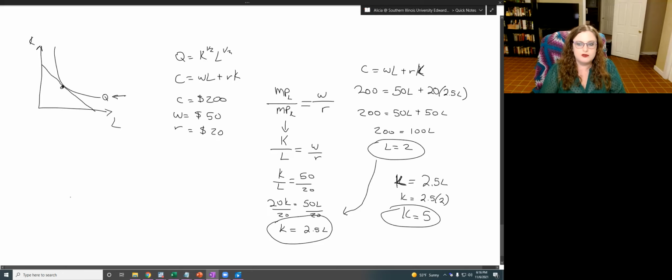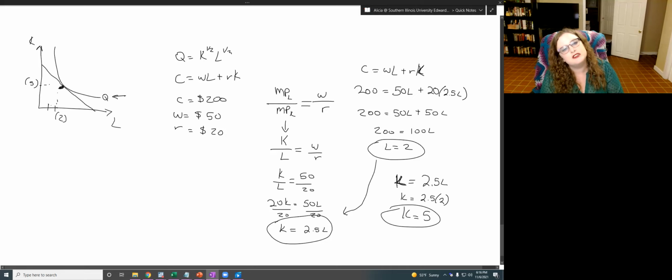So from all of this, what were we able to figure out? We figured out that we would want 2 laborers. So let's just imagine this lines up, right? Let's say that this is 2 laborers. And we're going to want 5 machines. Real easy, right? 5 machines, 2 laborers.